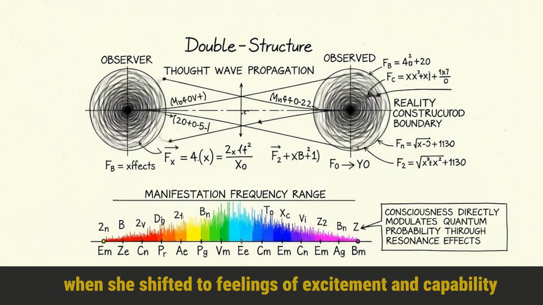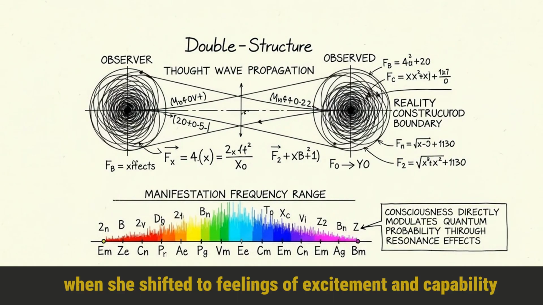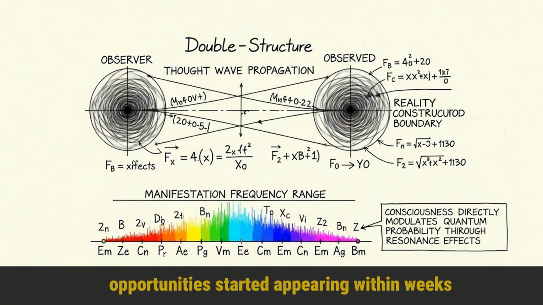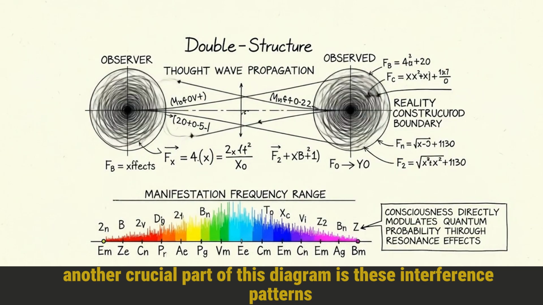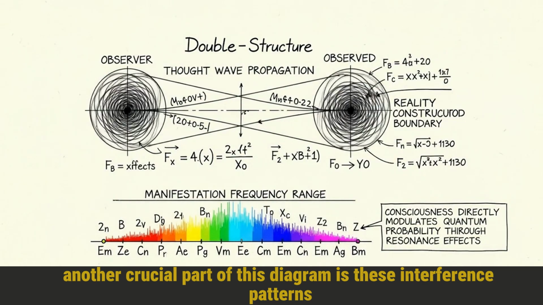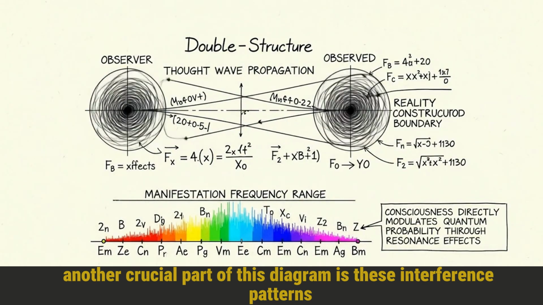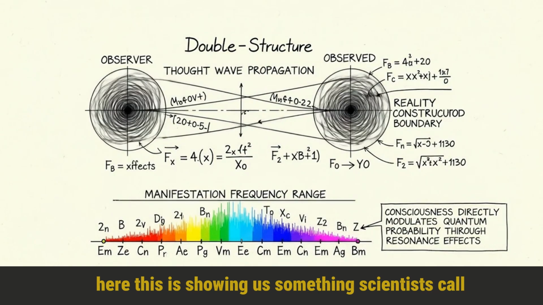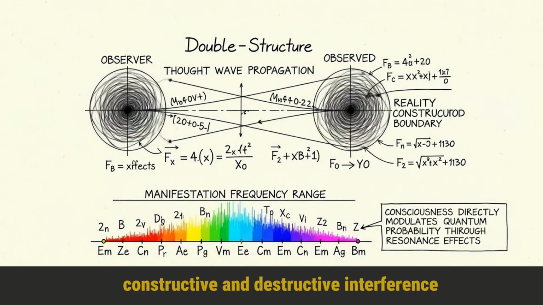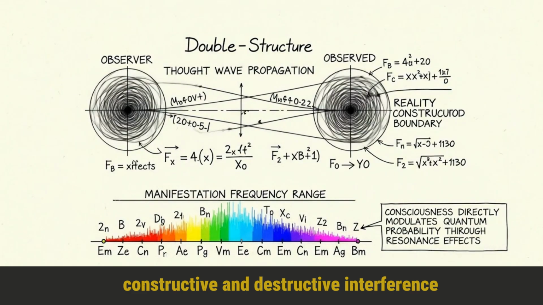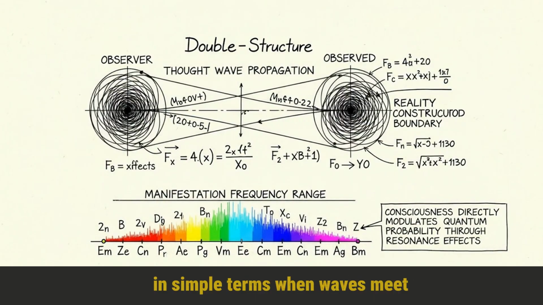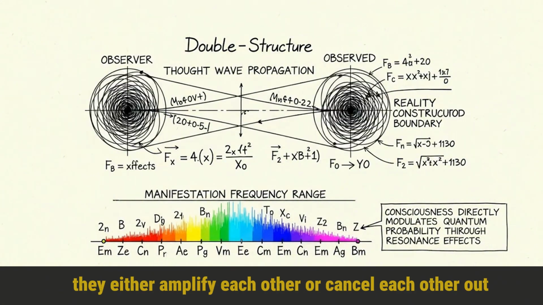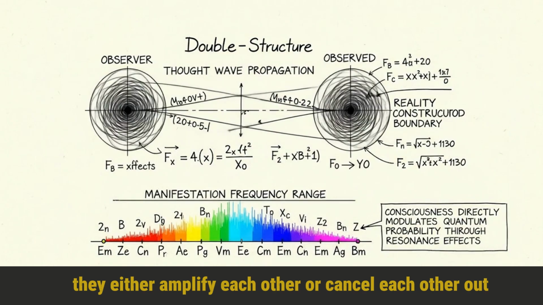When she shifted to feelings of excitement and capability, opportunities started appearing within weeks. Another crucial part of this diagram is these interference patterns here. This is showing us something scientists call constructive and destructive interference. In simple terms, when waves meet, they either amplify each other or cancel each other out.